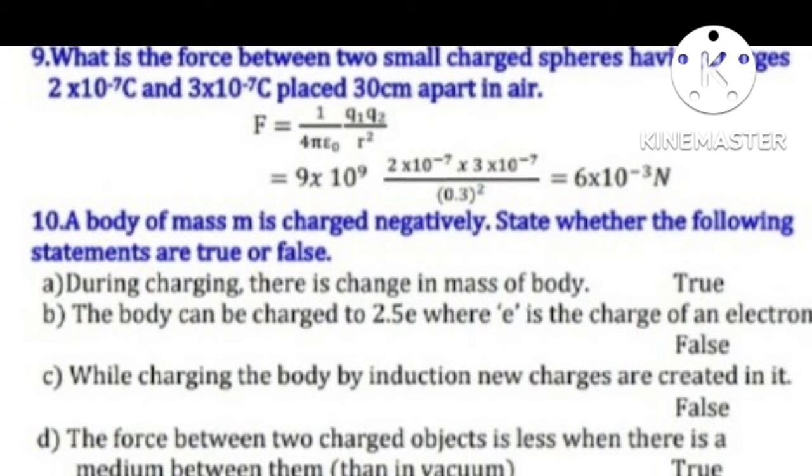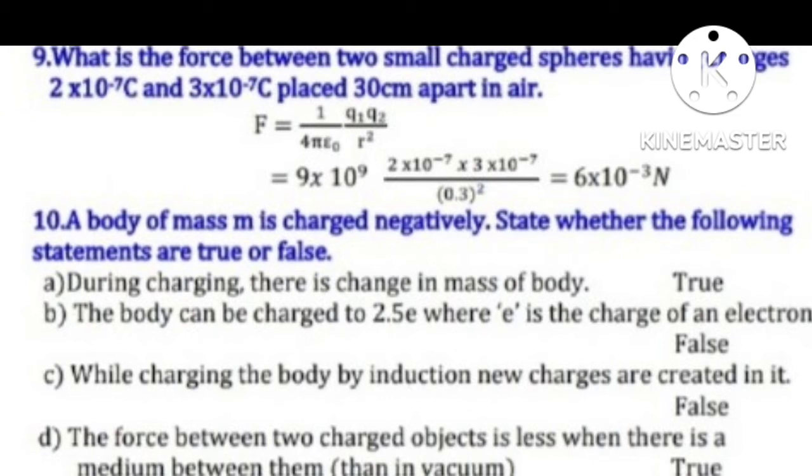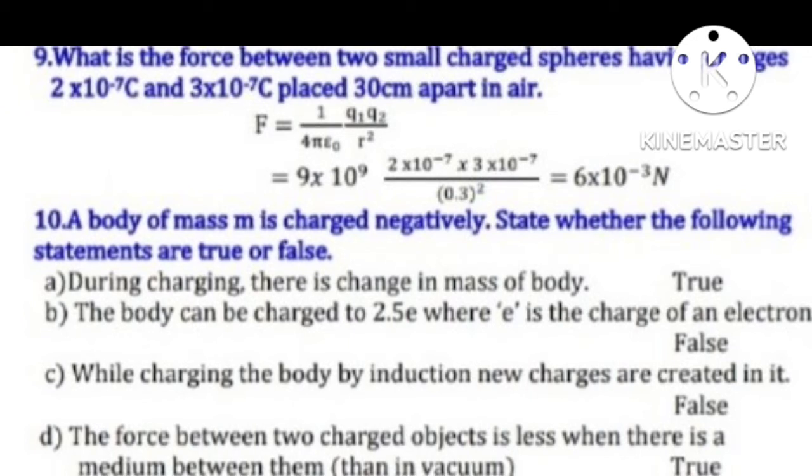Now the question number 10. A body of mass m is charged negatively. State whether the following statements are true or false. First one, during charging there is a change in mass of the body. The statement is true because the mass is not at all conserved.